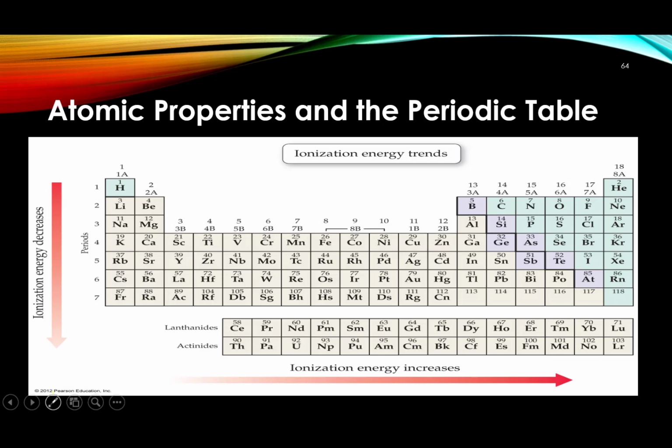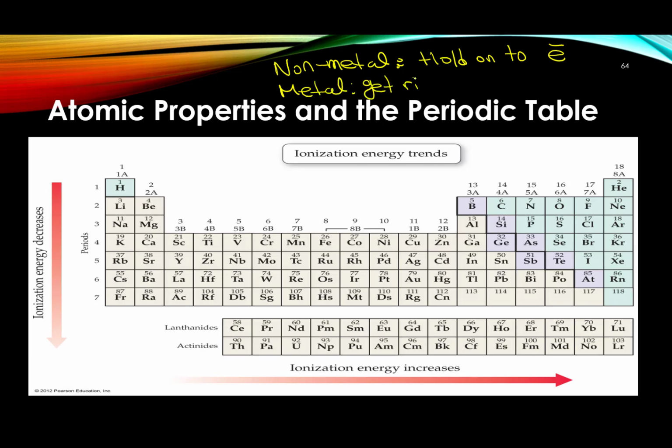Let's write this down. Non-metal: want to hold on to electron. Metal: get rid of, or just write lose electron. Want to lose the electron. And ionization energy is the amount of energy to remove an electron.